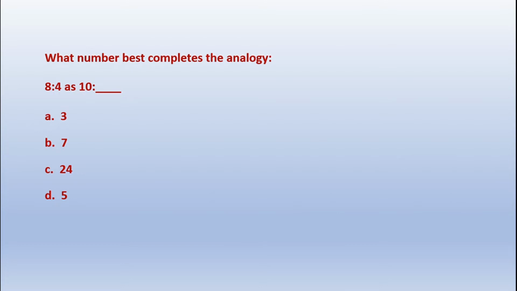Let's look at another number pattern related problem. What number best completes the analogy? The analogy is 8 to 4 as 10 to blank. Here you can see 4 is half of 8, such that the blank number should be half of 10. So our answer should be 5 because 5 is the half of 10. Okay, I think you can understand how I solve these IQ questions.